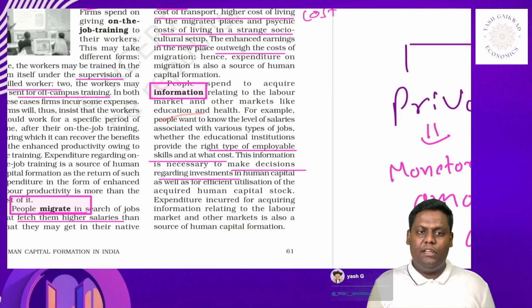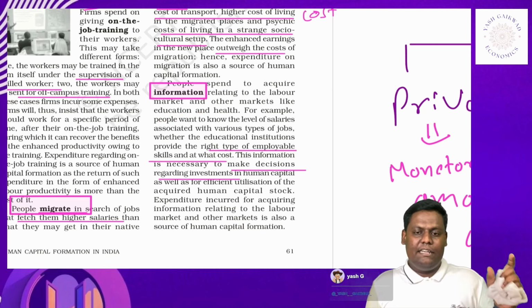Next is information. When we talk about information, we talk about the right knowledge.